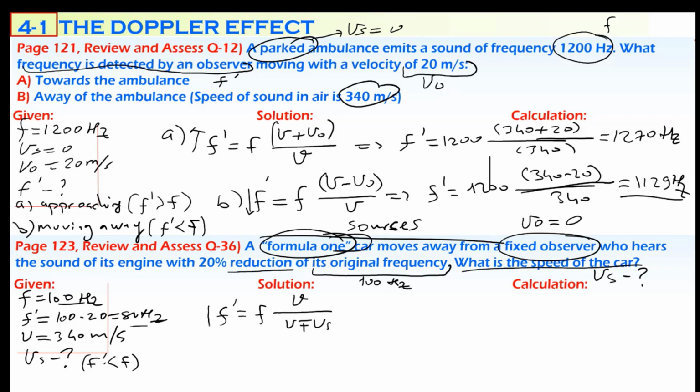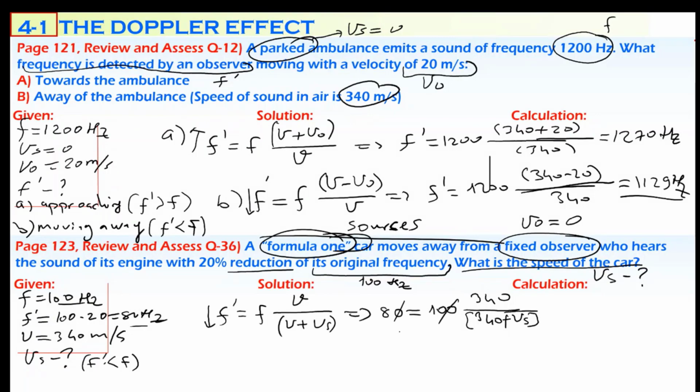And we know that F prime is less than F. For that to happen, this sign must be positive. You should add in the denominator to make F prime less than F. If you don't do that, in this case it will not be less than F. So let's insert F prime here. F prime is 80, F is 100, V is 340. It's plus. I put minus. Oh, sorry, plus. And the rest you are going to continue with maths. How you do it is up to you.